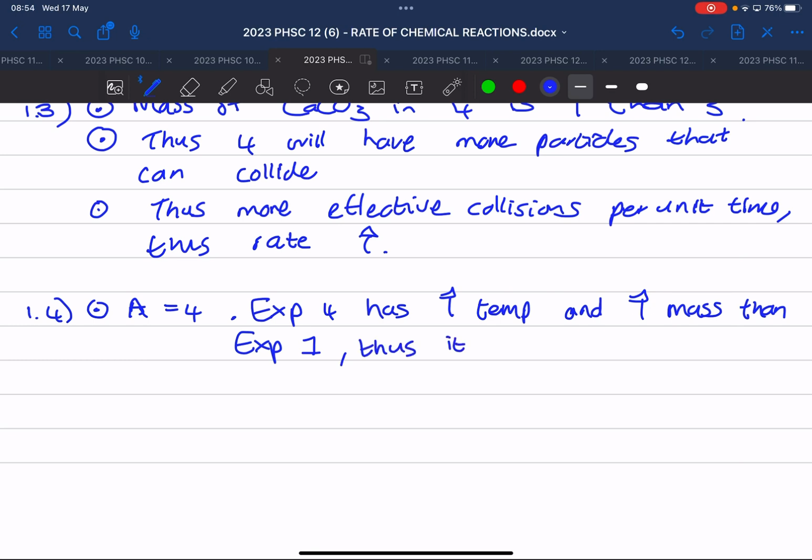Thus, it will react faster and release more carbon dioxide.